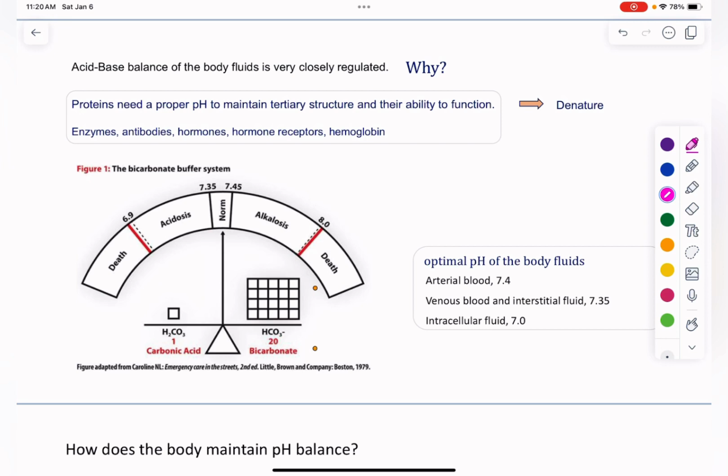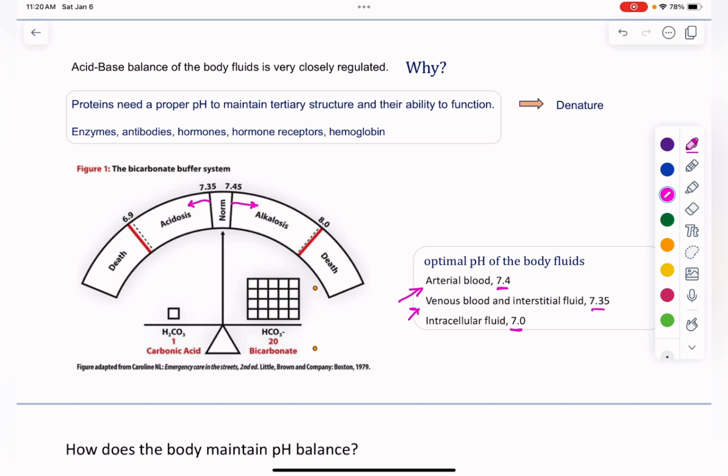So why is it that the body maintains tight control over acid-base balance? And it does maintain tight control over this variable. Arterial blood is about pH 7.4, so a little bit basic. Venous blood and interstitial fluid are about 7.35, and the fluid within the cells, the intracellular fluid, is about 7.0. And if you get out of this range just a little bit, you can get into either acidosis or alkalosis, and things can start going pretty wrong pretty quickly.